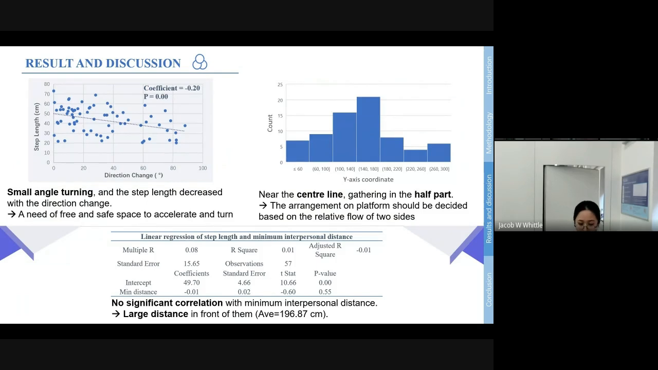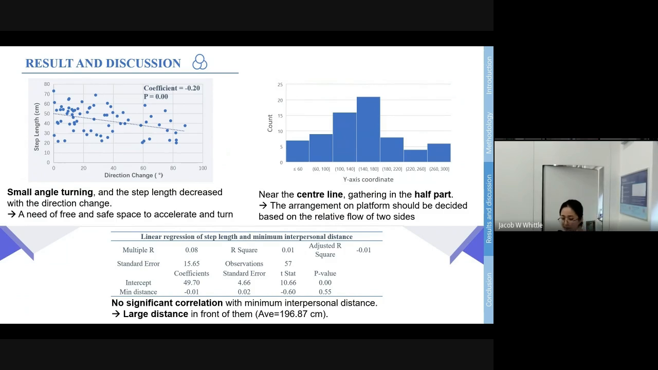In terms of direction change, we can see that people are more likely to take a smooth angle turn instead of a sharp turn, and the step length decreases with the direction change. That is consistent with previous studies. In that case, there is a need for pedestrians to obtain a free and safe space to accelerate and turn.